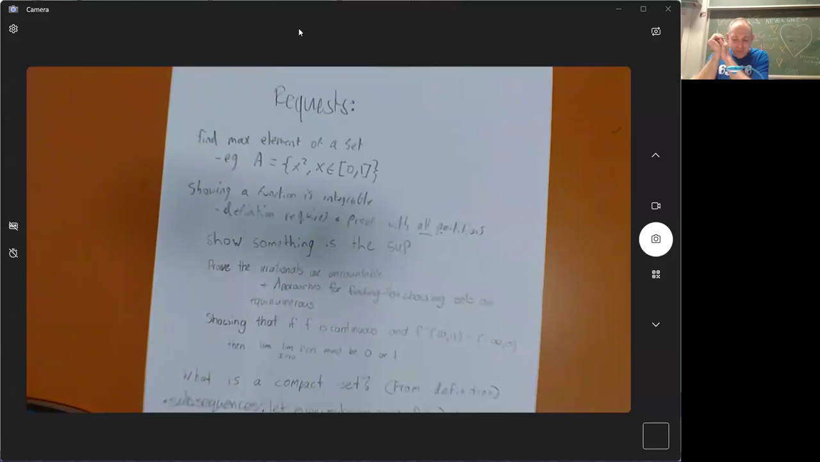Prove the irrationals are uncountable. Approaches for showing that sets are equinumerous. Showing that if f is continuous. This is a specific question, right? Okay, let's go. What page was I up to? Okay.